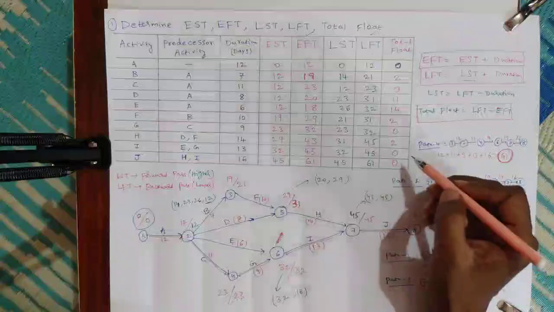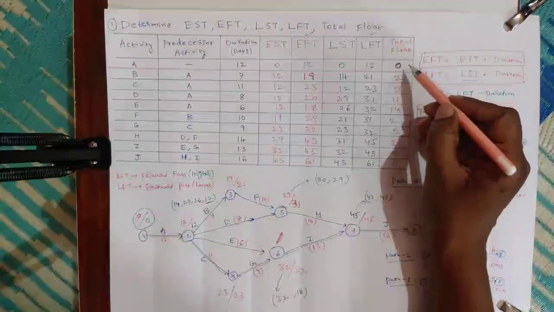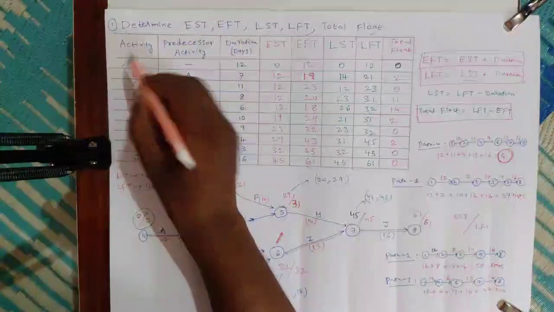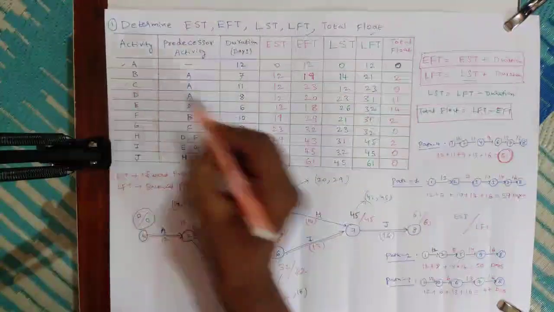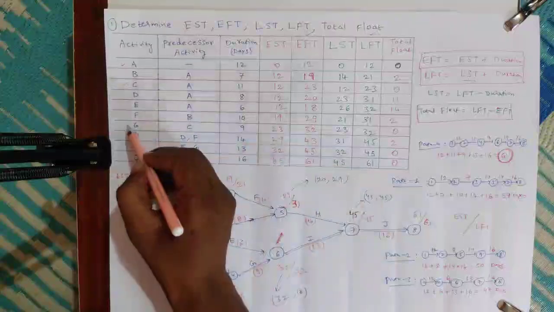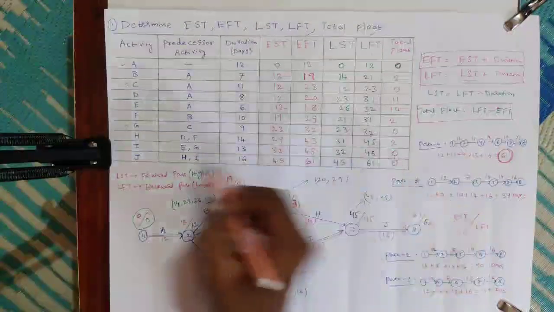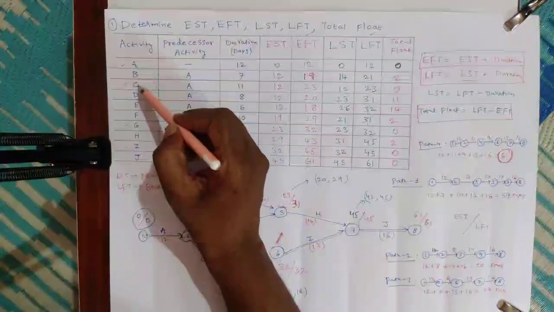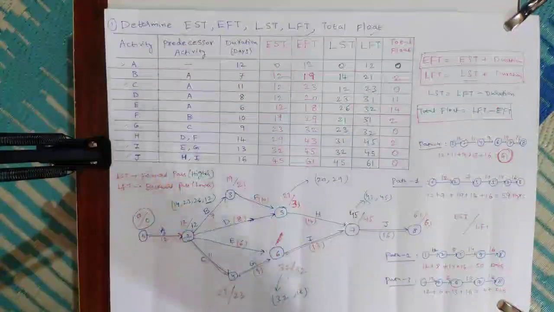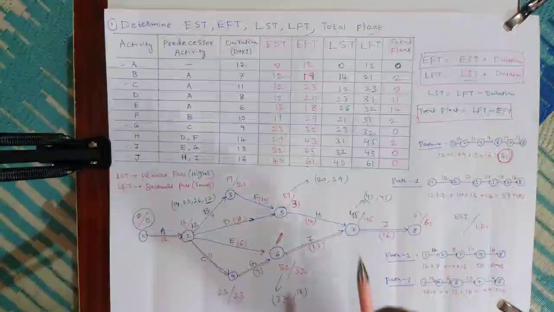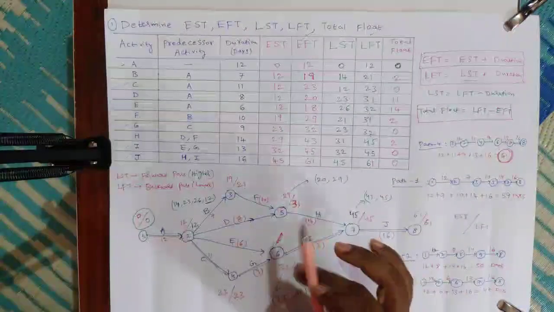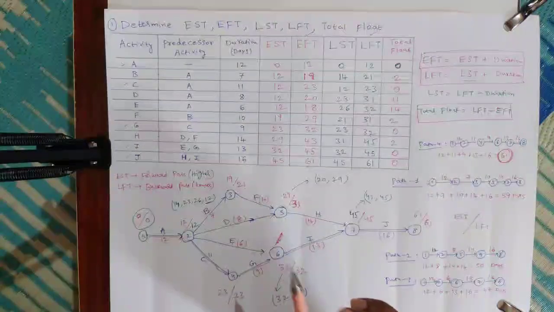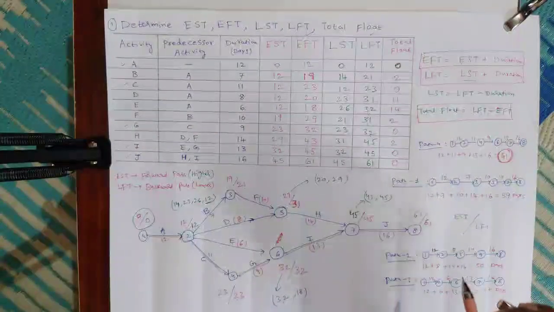That means here if you see, for activity A total float is 0. The same for activity C, total float 0, and for activity G total float 0. For activity I and J total float 0. Activities A, C, G, I, J are the critical activities. That means we should not delay these critical activities. On priority, we need to complete the critical activities in order not to affect the total project completion time.